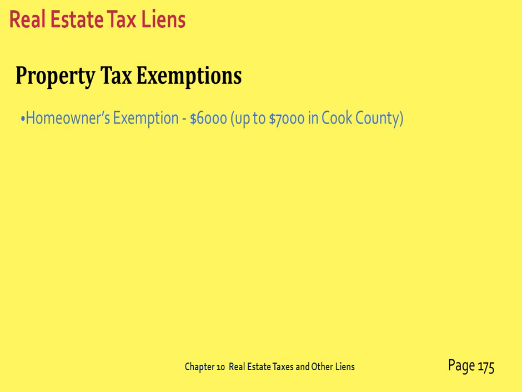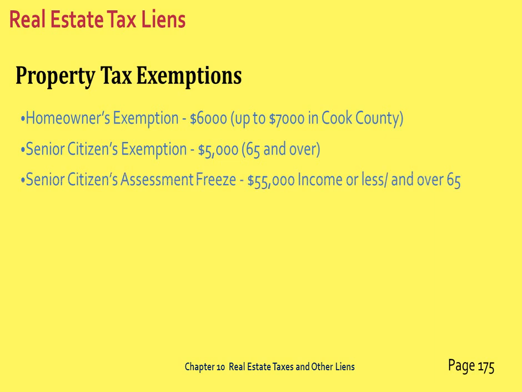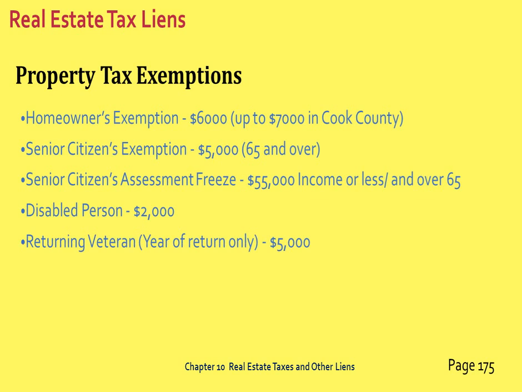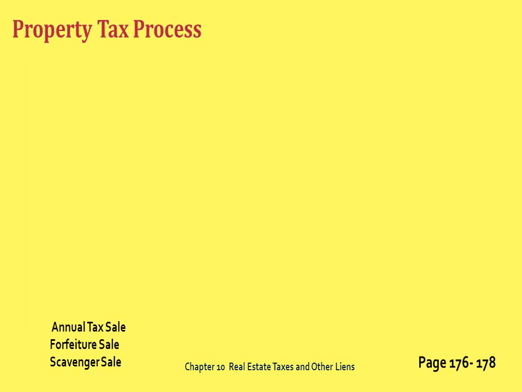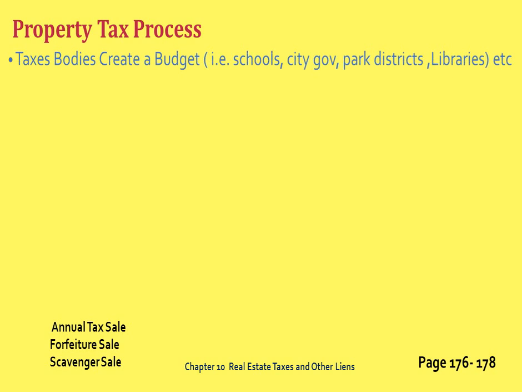If you look at property tax process, page 175, 176, I don't think you're going to be asked too much about how this happens, but you might, for your own interest, just go through what the property tax process is, how the taxing bodies create a budget, and then the county collector gets these individual budgets, makes a big master budget. Then he decides how much the property tax rate is going to be in order to raise that money. They levy the tax. The collector sends the tax bills.